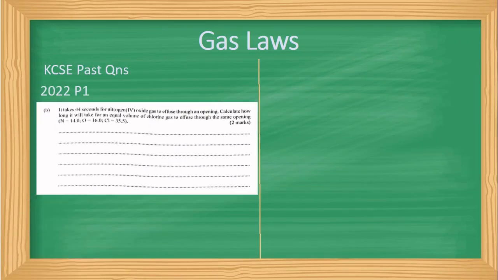Another question was in 2022 paper 1 that said it takes 45 seconds for nitrogen 4 oxide gas to effuse through an opening. Calculate how long it will take for an equal volume of chlorine gas to effuse through the same opening. A simple question if you follow what we have done in our examples.